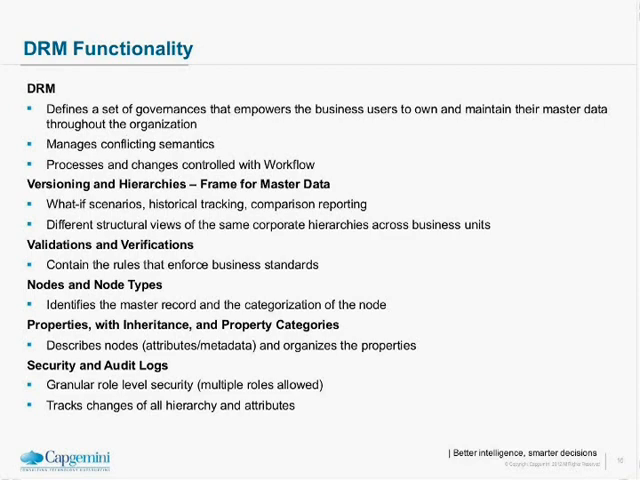So security and audit logs. Oracle has actually enhanced their security and audit logs in the recent releases, and they now have granular role-level security with multiple roles allowed, which is very useful in allowing maybe just viewers in one situation, or in another, users who are actually writing back. Granular role-level security. It tracks changes of all hierarchies and attributes, so you can do minute auditing of your changes that have occurred in the DRM system.